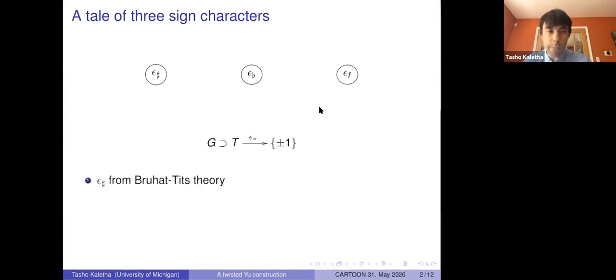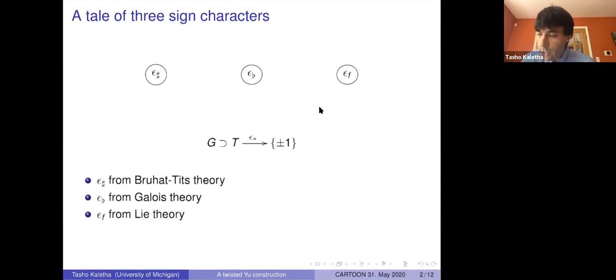The epsilon sharp arises from Bruhat-Tits theory, so in particular it will depend on a point X in the building of G. The epsilon flat arises from Galois theory, and actually from considerations of the Langlands dual group of G. And the epsilon f arises from Lie theory, again on the side of G.